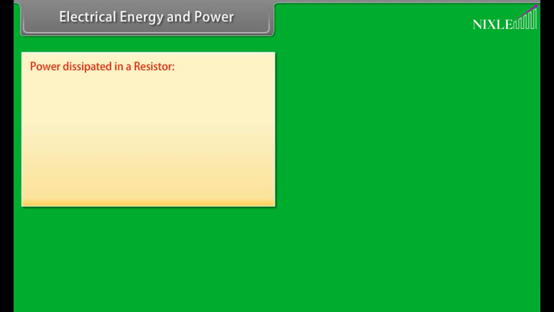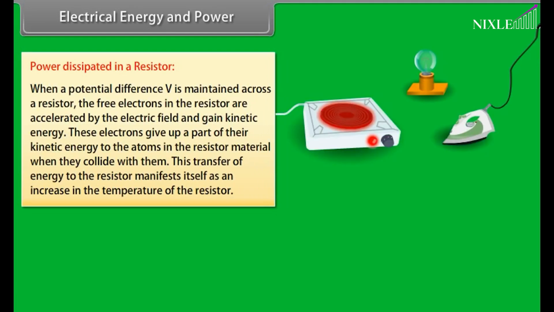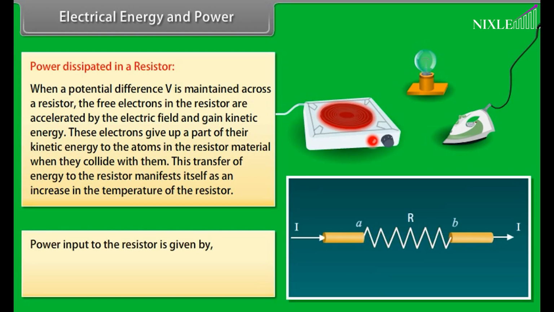Power dissipated in a resistor. When a potential difference V is maintained across a resistor, the free electrons in the resistor are accelerated by the electric field and gain kinetic energy. These electrons give up a part of their kinetic energy to the atoms in the resistor material when they collide with them. This transfer of energy to the resistor manifests itself as an increase in the temperature of the resistor. Power input to the resistor is given by P is equal to VI, which is equal to I square R, which is equal to V square divided by R.